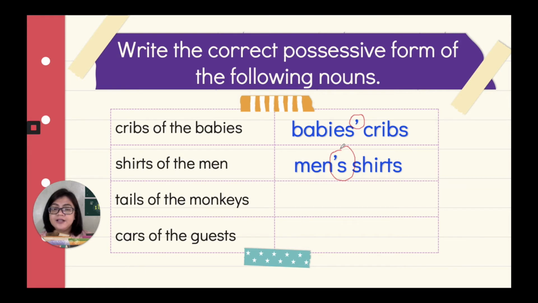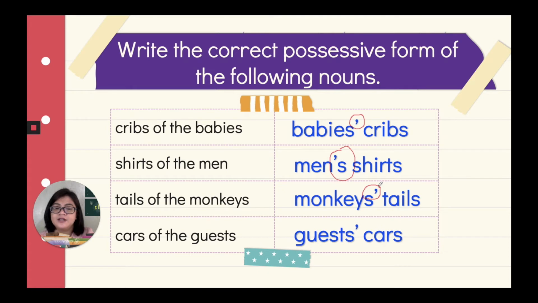So for the tails of the monkeys, we have monkey's tails. Since this one already has S at the end, we added only an apostrophe. Okay? Apostrophe only. And then for the last example, we have cars of the guests. Since this one already has S at the end, we only added an apostrophe as well. Guests' cars. Okay? So is everything clear?